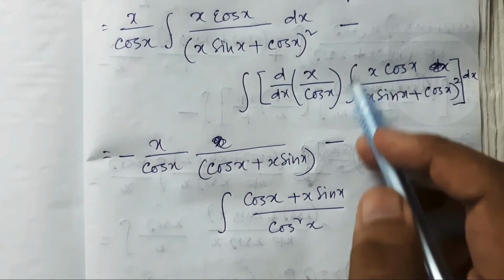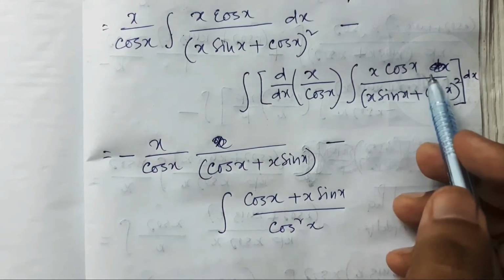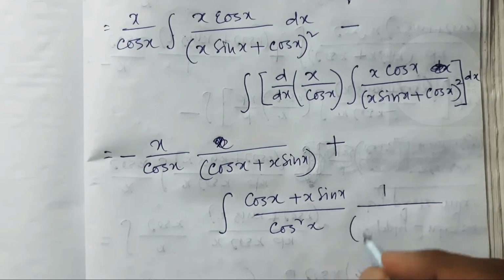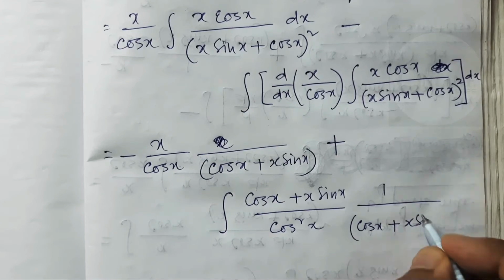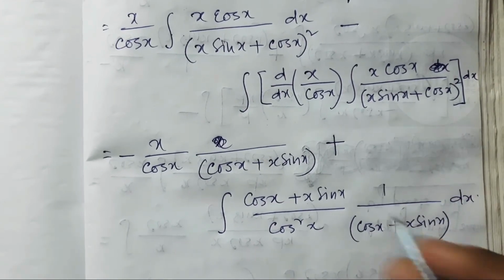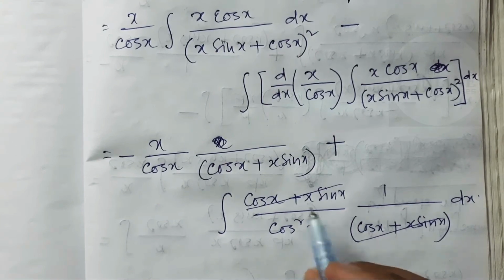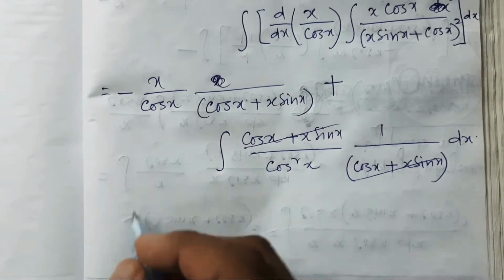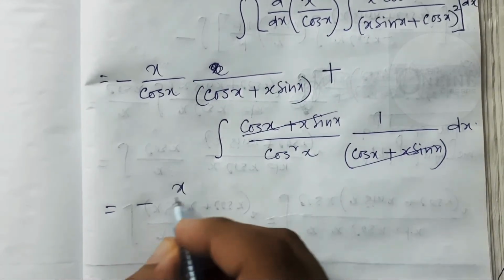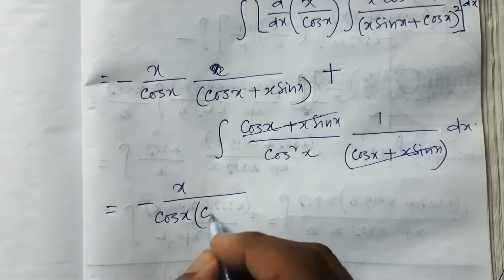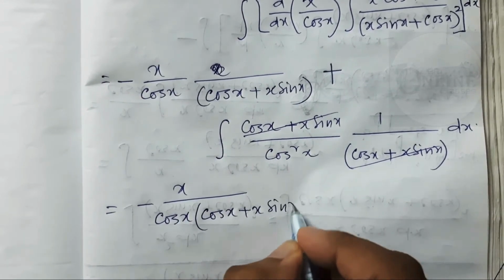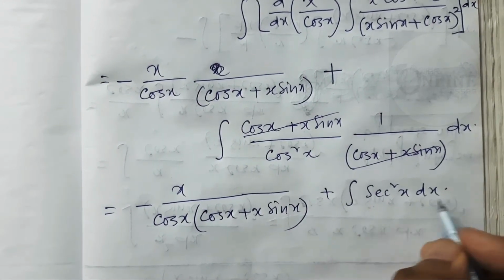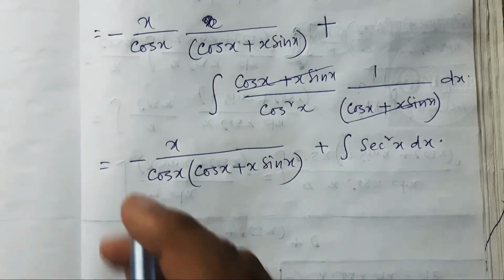Okay. And here we already know the value of this integration. So there we had a minus. So this minus will be plus, and it is finally going to be cos x plus x sin x, and dx is there. These two quantities will get cancelled because they are the same quantity, and 1 by cos square x is going to be sec square x. So we are finally having minus x cos x by cos x plus x sin x and integration of sec square x dx. So what is that integration? It is going to be tan x, that is the formula.